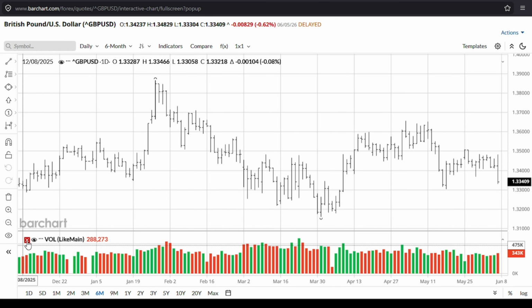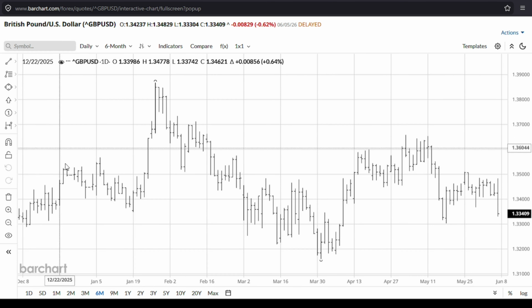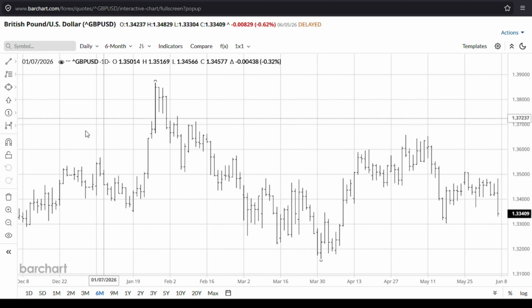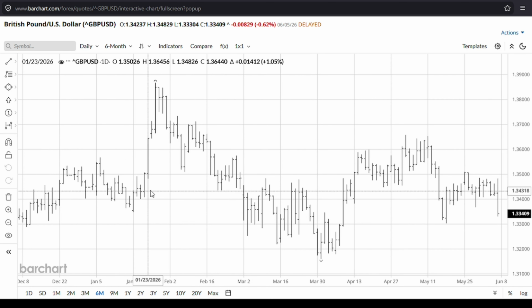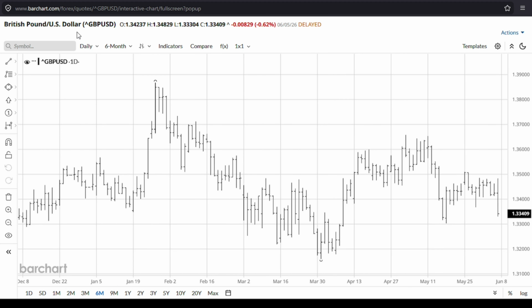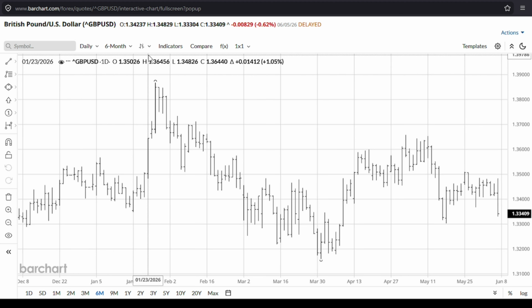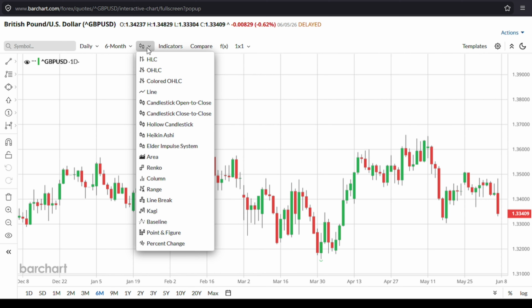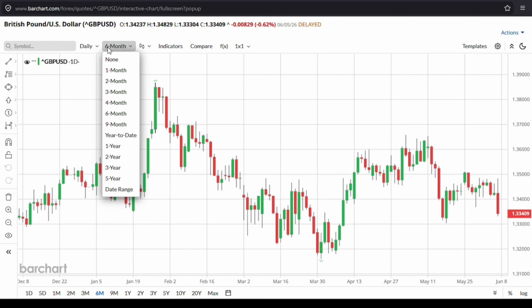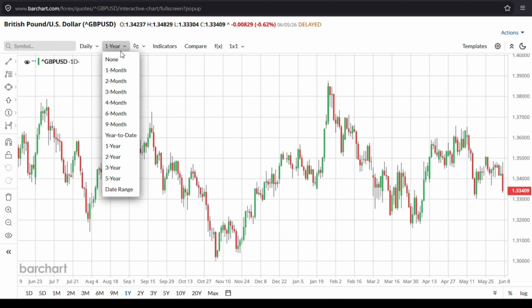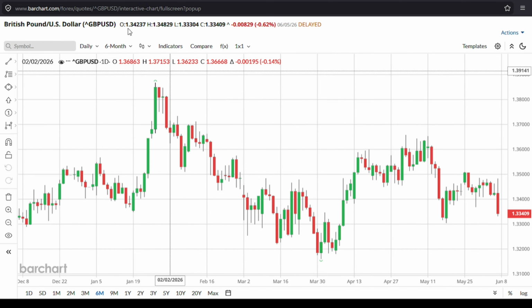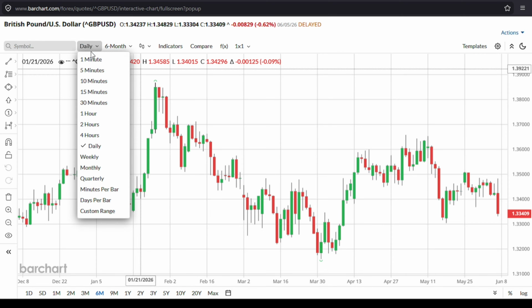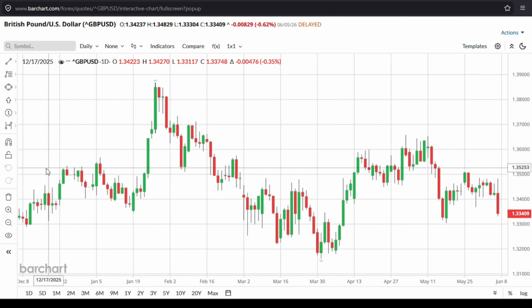Okay guys, so this is a full screen chart. On a full screen chart now, we have to set it up so that it's going to be beautiful for us. Don't forget, this is the British pound against the US dollar. I'm going to use candlesticks instead of the open, high, low, and close bar. Then our range of data, we can use either 1 year or 6 months, but I prefer to use 6 months. And I'm going to use the daily time frame for it.